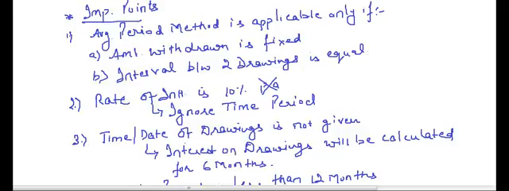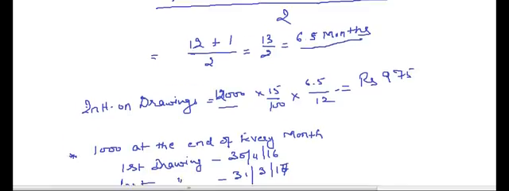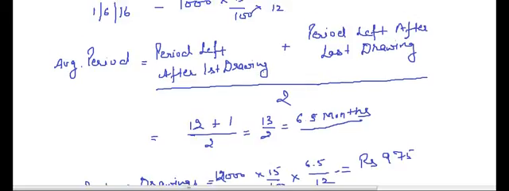So, these are some important points relating to interest on drawings. Clear? We have discussed the cases where the drawings are equal and the interval between the drawings is equal. So what we'll be doing is we'll calculate the average period, that is the period left after the first drawing, or I can say for how many months the first drawing is being used by the partner, and for how many months the last drawing is being used by the partner, divided by 2, average. Calculate interest on drawings for that average period. Clear? So please note this down.